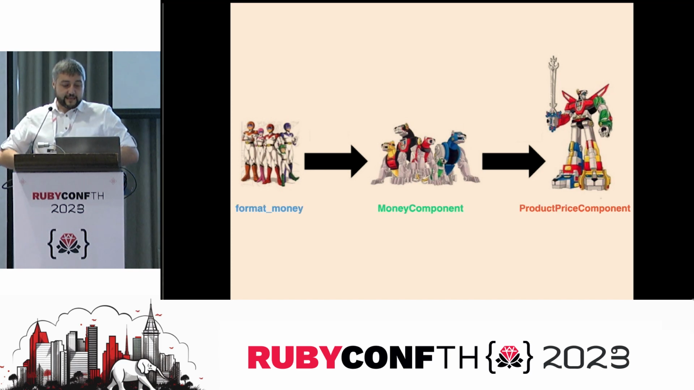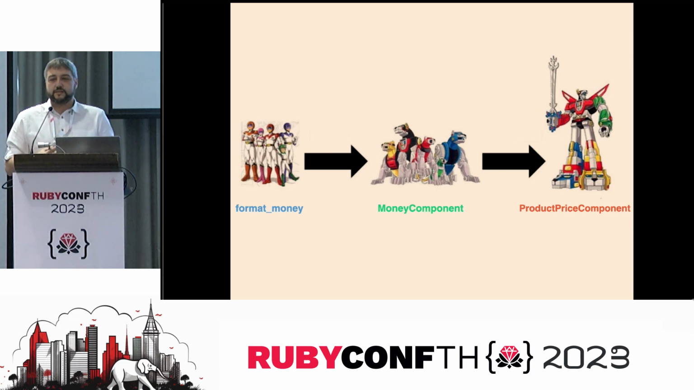An example of this is the method format money. It is used by the money component because the money can be colored. If it's negative money, it's red. If it's positive, it's green. And I have a component which shows the product price. If you just give it a product, it will check its price.